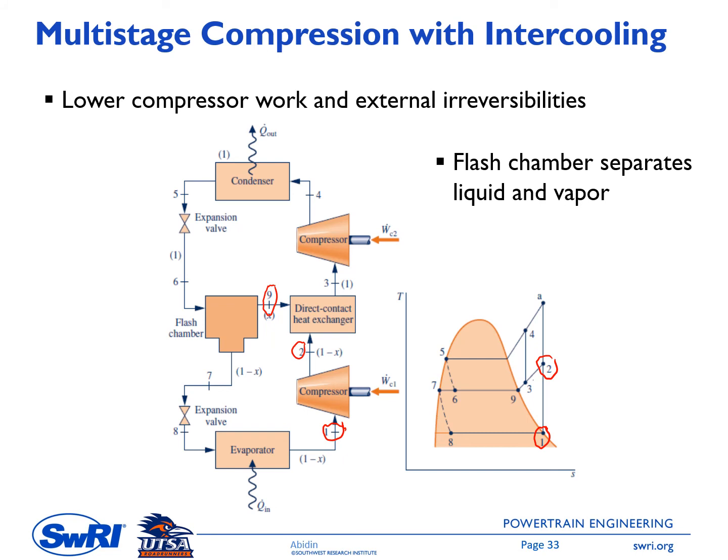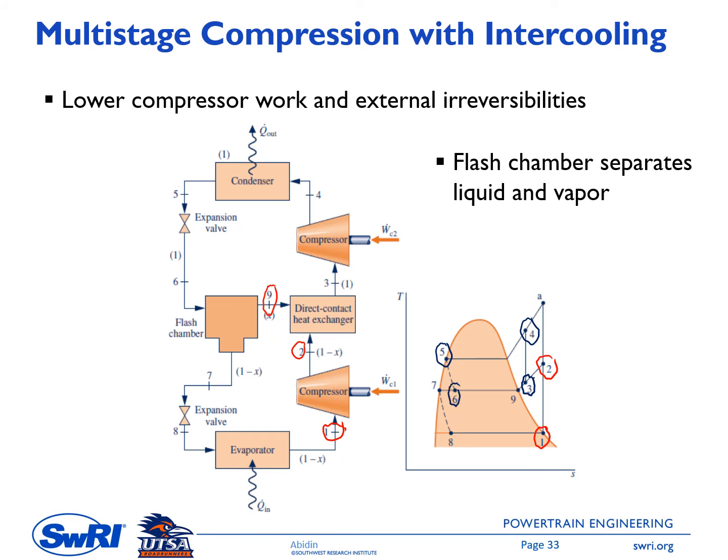So at this point 3, the temperature is lower than the one at state 2, and then it will go to the second compressor, and then this point 3 is compressed to point number 4. Okay, and then it enters the condenser, and then at the exit of the condenser we have point number 5, and then it enters the expansion valve doing a throttling process. It goes to state number 6.